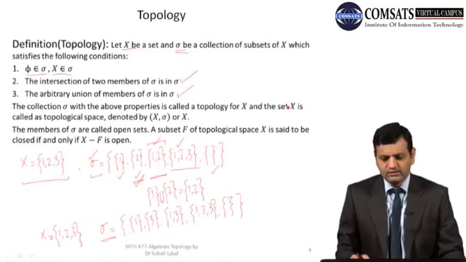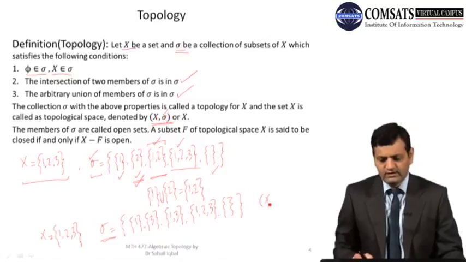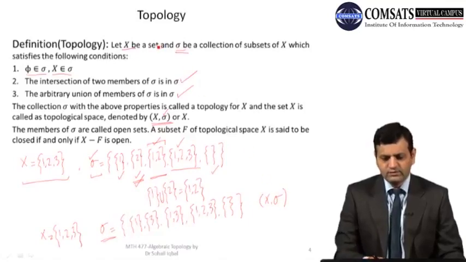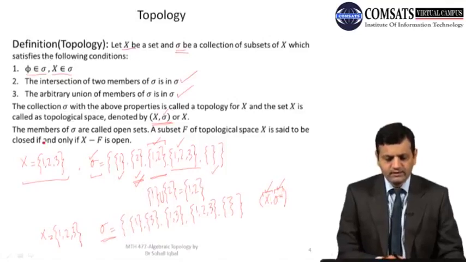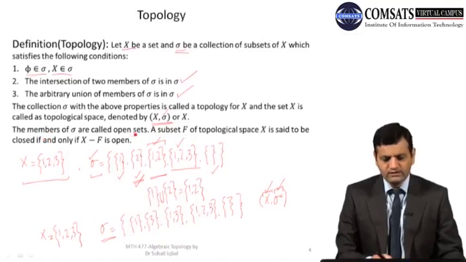Sometimes we denote the topological space X with collection of sets sigma as (X, sigma), because in the definition of the topology both of these objects are important. X is the space where we are defining the topology, but the structure of the topology is given by this collection sigma. The members of sigma are called open sets.